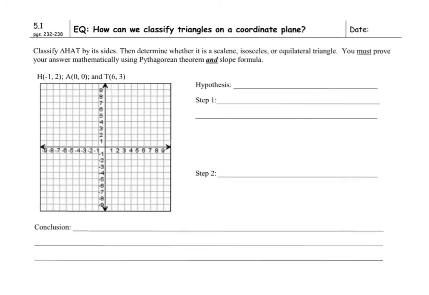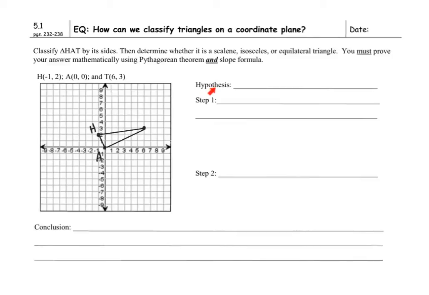Now we're going to classify triangles on a coordinate plane. We're going to classify triangle HAT by its sides, and determine whether it's a scalene, isosceles, or equilateral triangle. We must prove our answers mathematically using the Pythagorean theorem and the slope formula. So let's first begin by plotting these points to figure out what our triangle looks like.